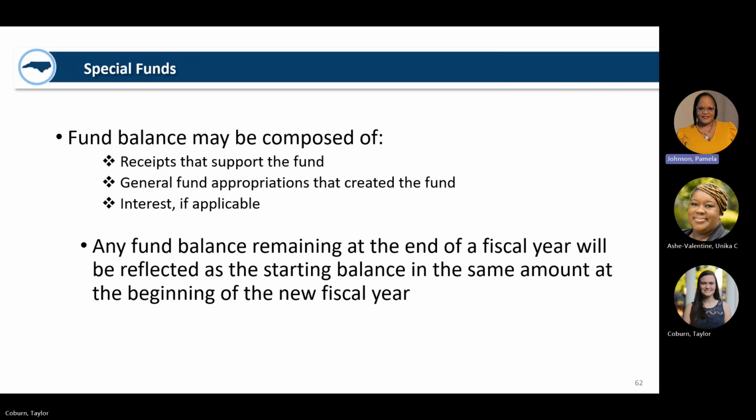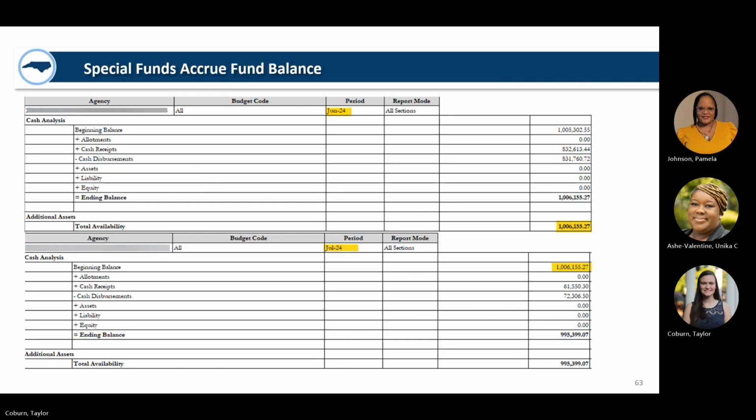Fund balance may be composed of receipts that support the fund, general fund appropriations that created the fund, or interest if applicable. Fund balance unspent at the end of a fiscal year will remain in the fund and be reflected as the starting balance at the beginning of the next fiscal year. This is an example of how fund balance is carried across fiscal years. As you can see, year 1 ending balance is the same as year 2 beginning balance.